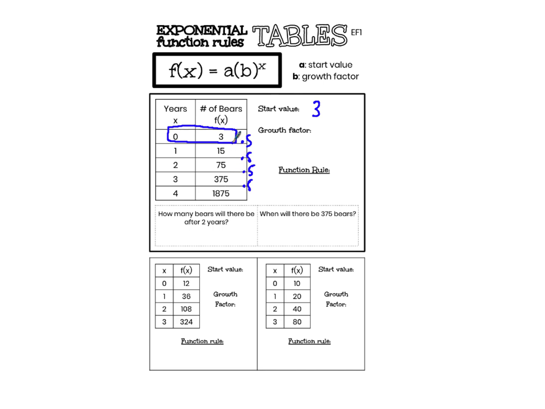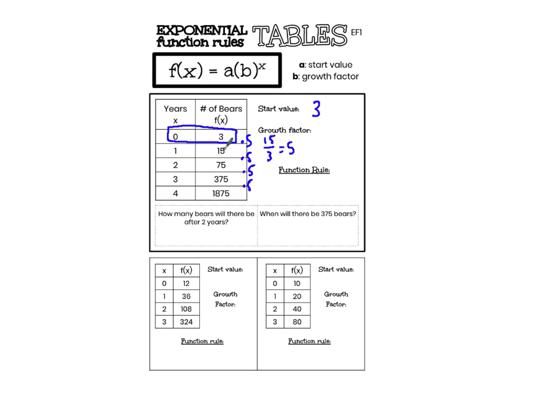What would I do if I couldn't just look at the table and identify that growth factor? In order to figure out what I'm multiplying by, I would use division. So in order to answer the question, what am I multiplying 3 by to get 15, I would do 15 divided by 3. 15 divided by 3 is 5. So in order to answer the question, what times 3 is 15, 15 divided by 3 equals 5. My growth factor is 5.